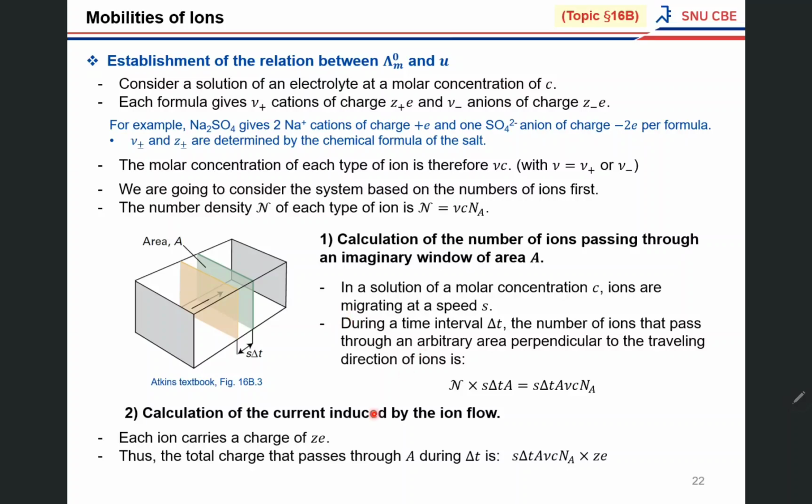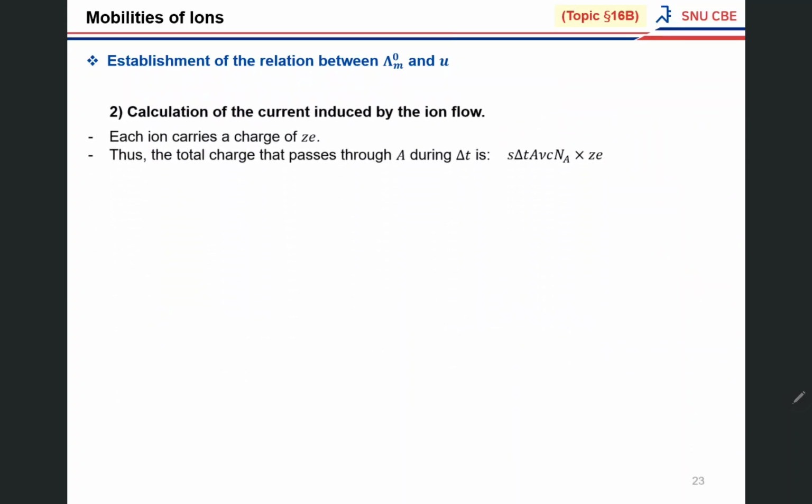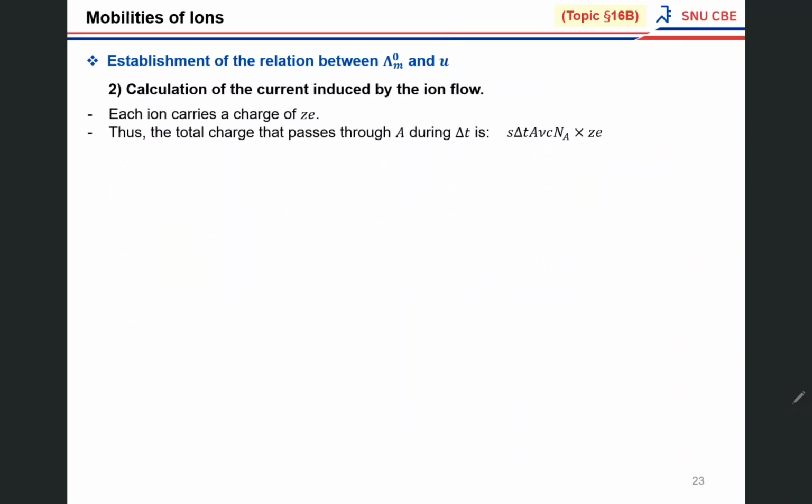And then we are going to calculate the electric current induced by this ion flow. Each ion carries this amount of charge. So if you multiply the number by the charge, then you can calculate the total charge that passes through this area during delta t. This is the number, and this is the charge per one ion. So now you have the total charge. And if you divide the charge by the time, then that will be the electric current. So that's the thing that we are going to do.